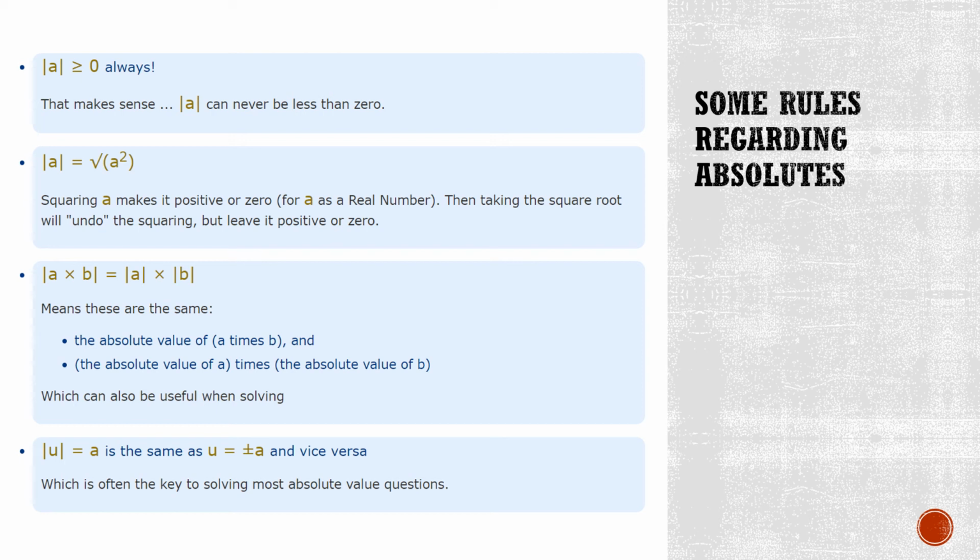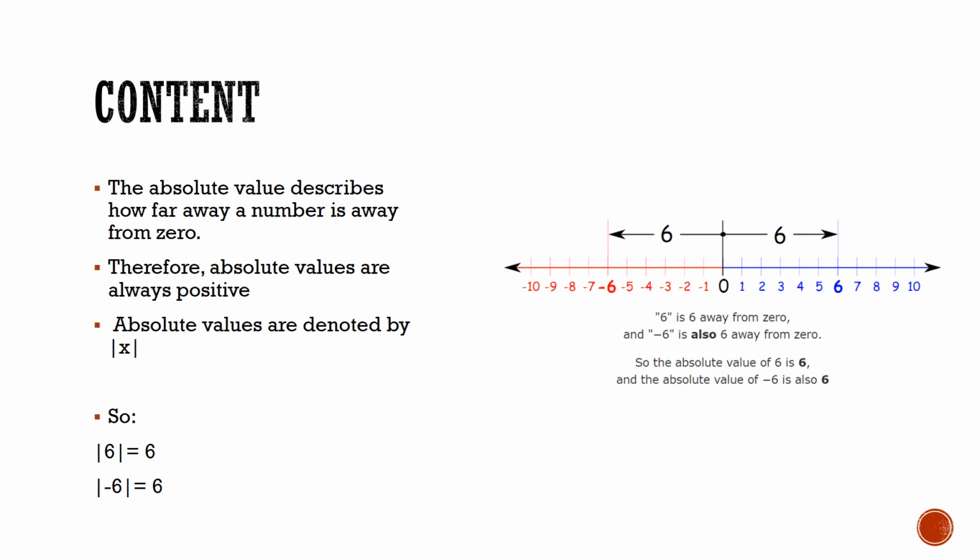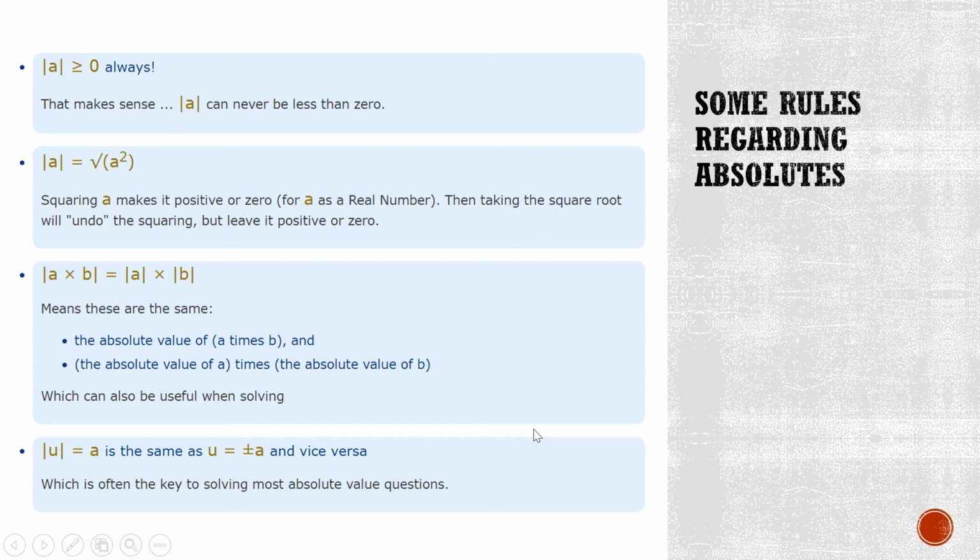And if we have the absolute of a number, so if A is the absolute of U, so you can be positive or negative A, which is the same thing that we saw back here. So if 6 is the absolute, or 6 can be 6, or 6 can be -6. Okay? So it's important that you guys have these four rules down.